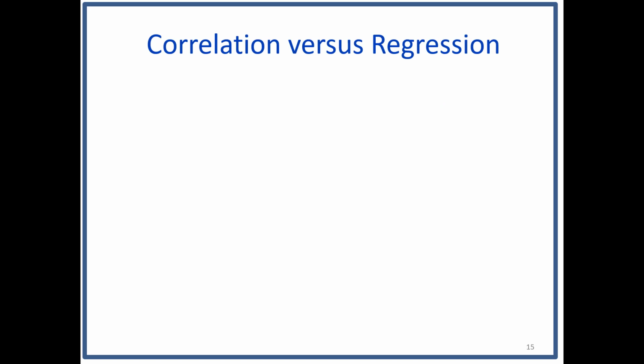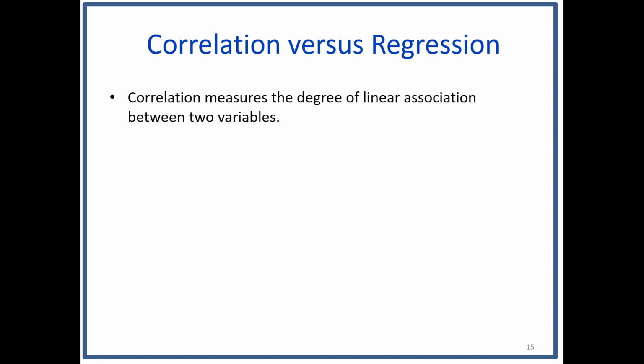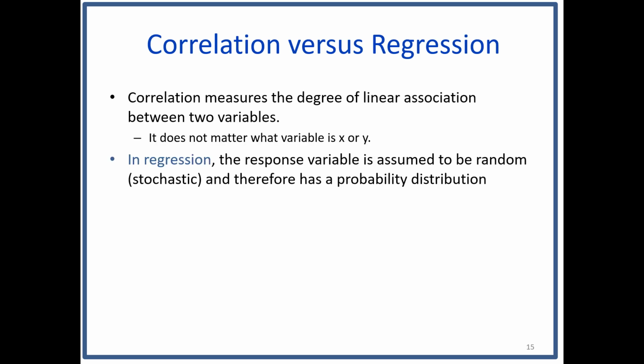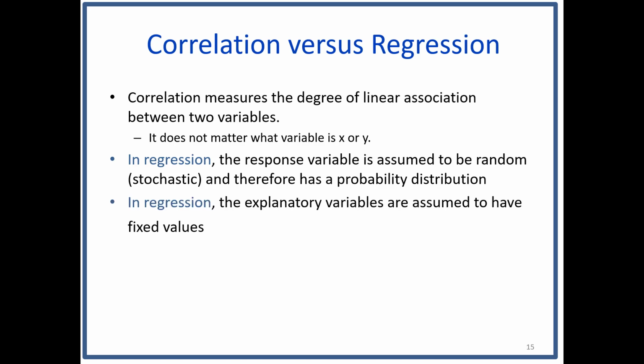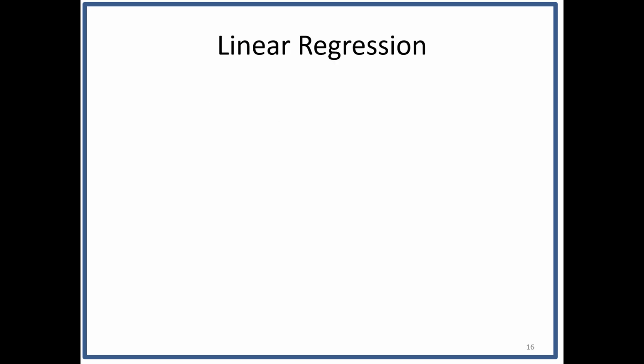So let's think about correlation versus regression. Correlation measures the degree of linear association between two variables. Doesn't matter which is first or which is second, or which is x and which is y. In regression, the response variable, or y, is assumed to be random or stochastic and therefore has a probability distribution given our values of x. In regression, the explanatory variables, or x variables, are assumed to have fixed values.